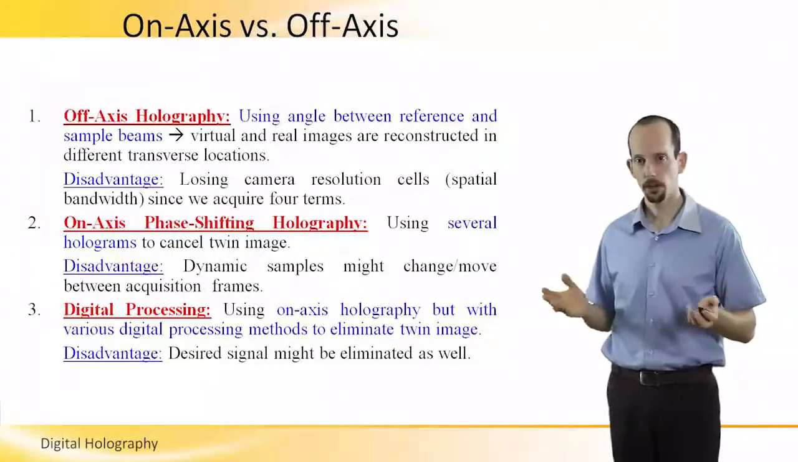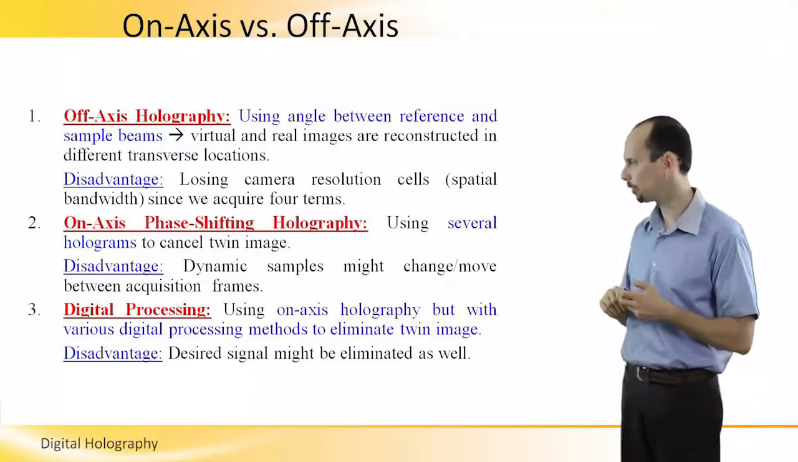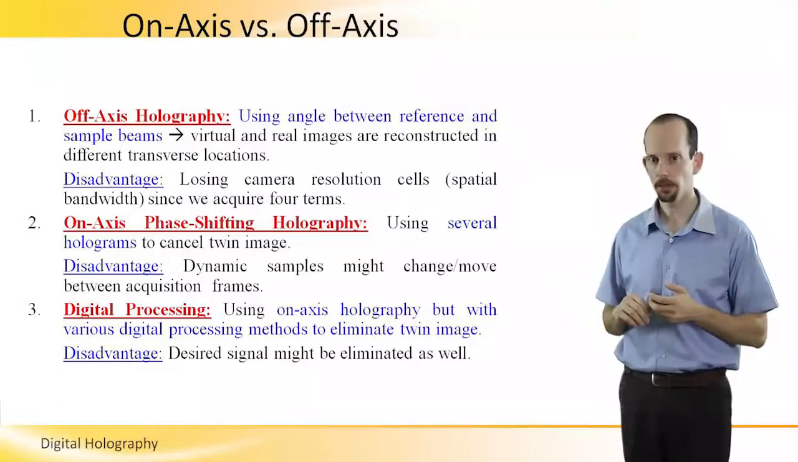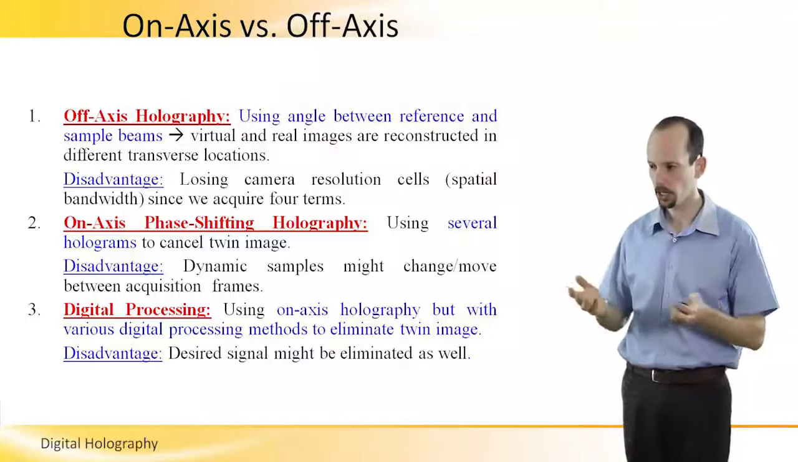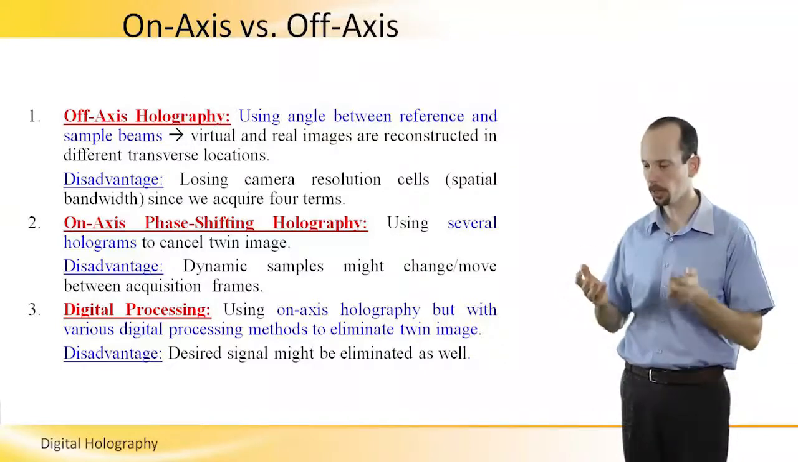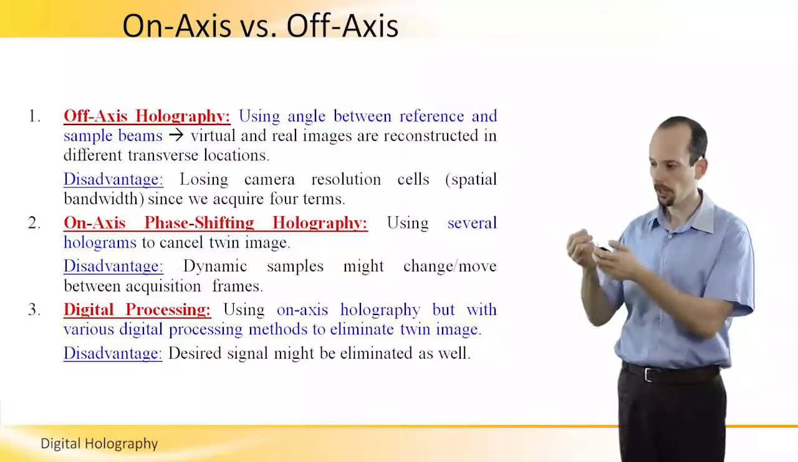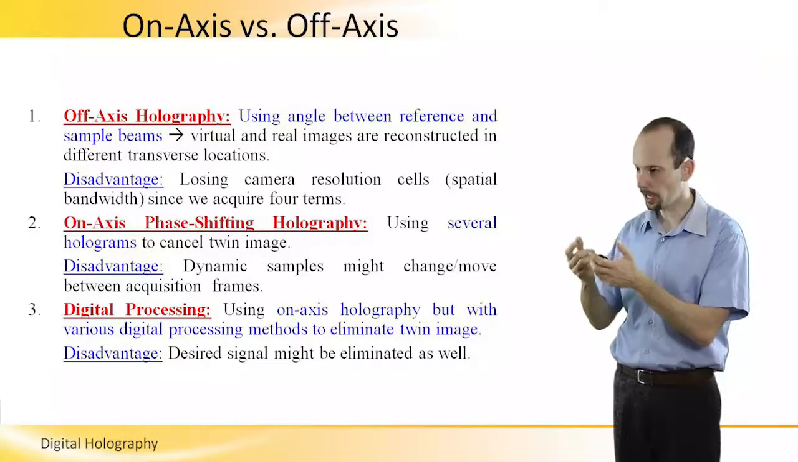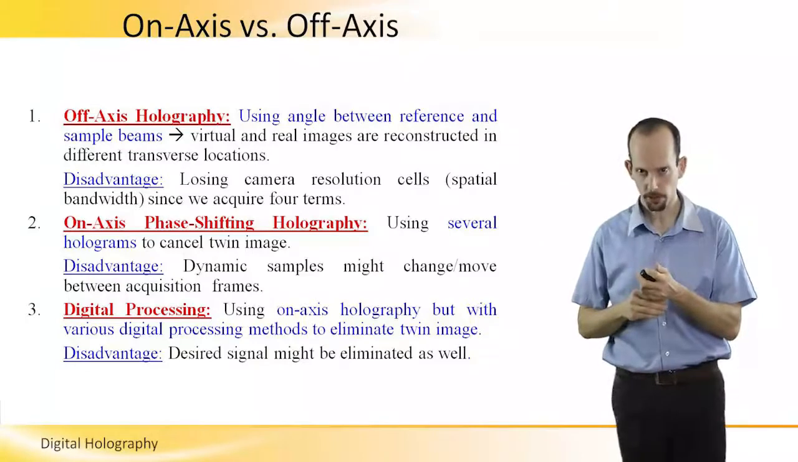So let us compare on-axis and off-axis holograms. In off-axis holograms, we are using an angle between the reference and sample beam. It's not always a large angle, because if the angle is too large, it is impossible to acquire it, because the carrier frequency will be very high and therefore the camera pixels will be too large in order to capture this high spatial frequency.